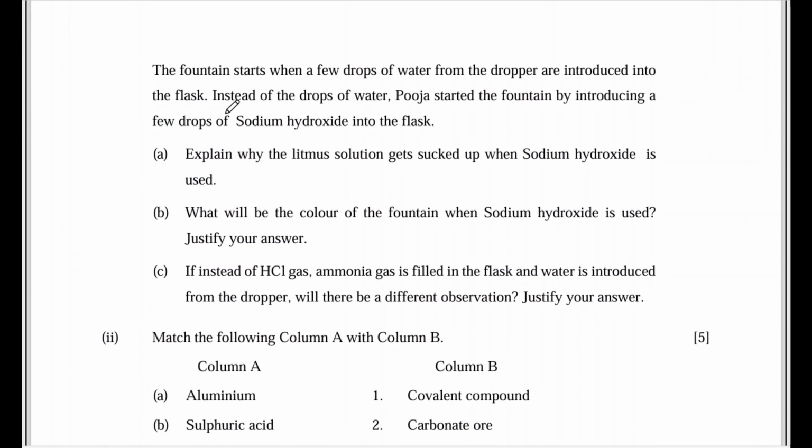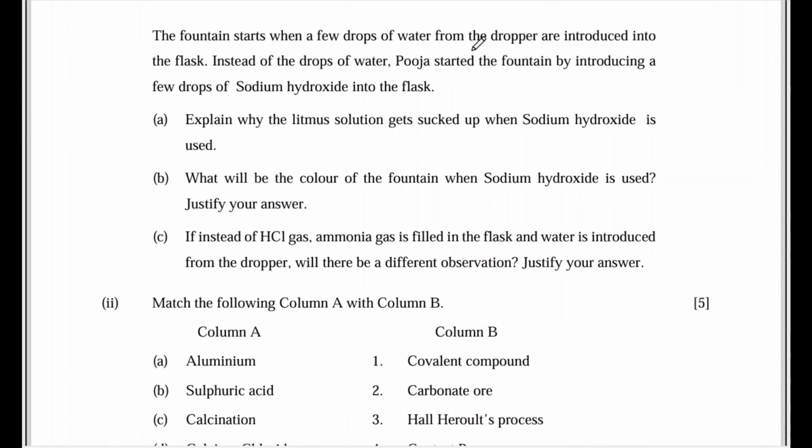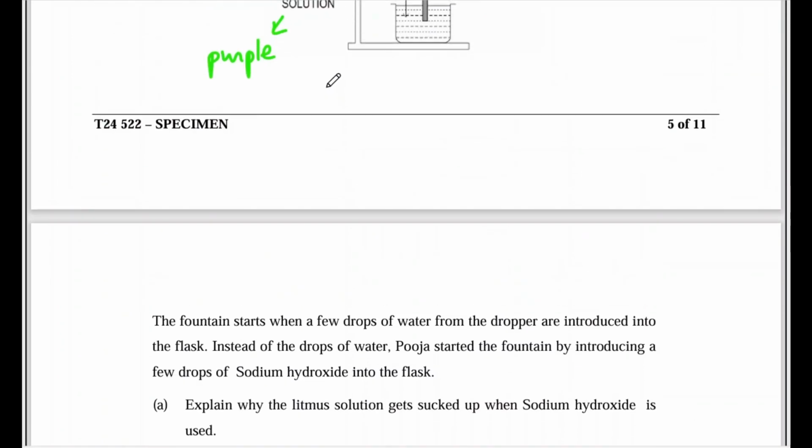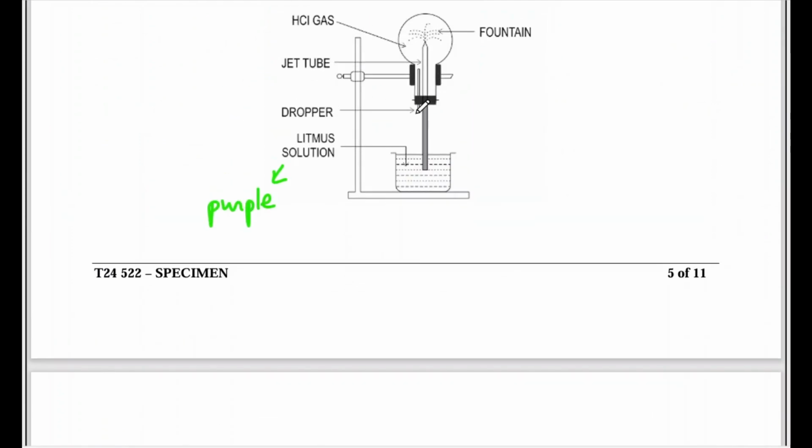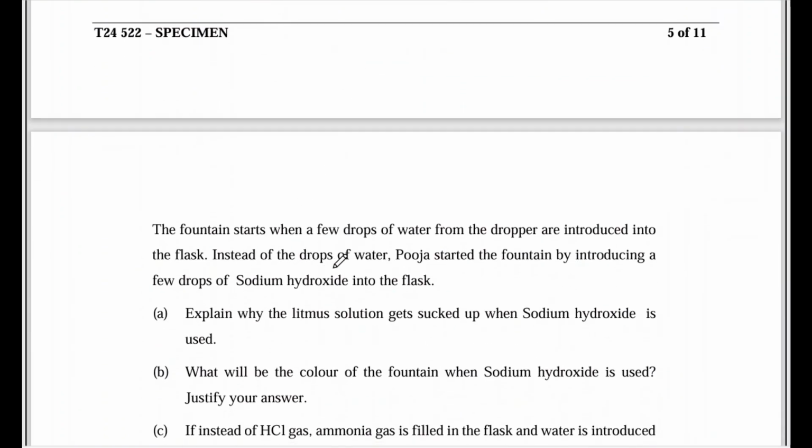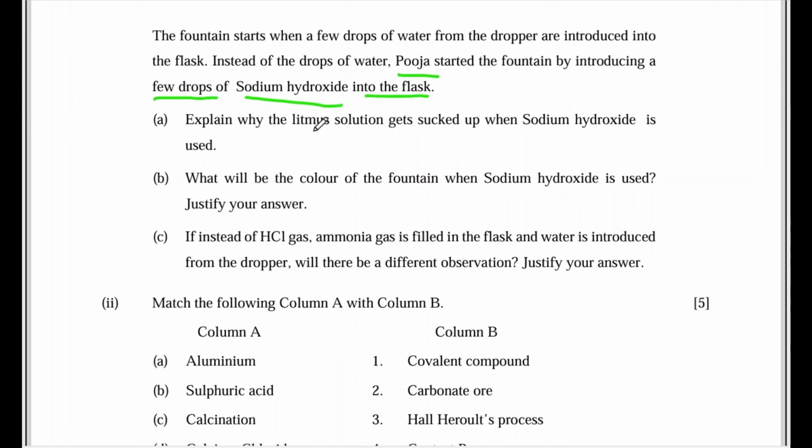Very tricky question. The fountain starts when a few drops of water from the dropper are introduced into the flask. Okay, so when you press the dropper here, it has some drops of water, so it will enter into this, the fountain will start. Instead of the drops of water, Pooja started the fountain by introducing a few drops of sodium hydroxide into the flask. So now instead of water, what she took? Sodium hydroxide solution.